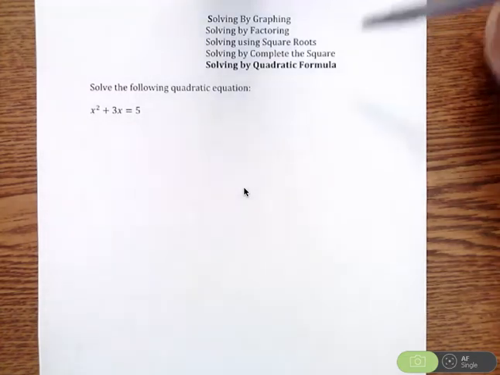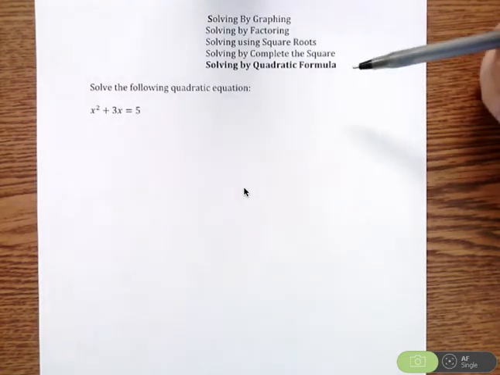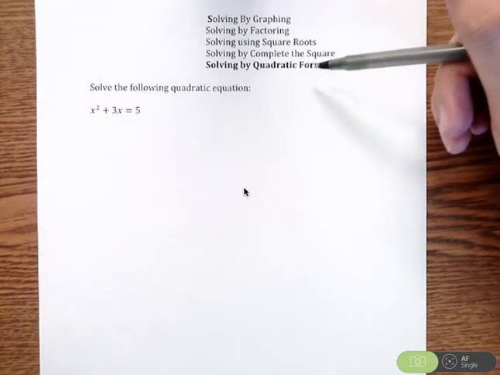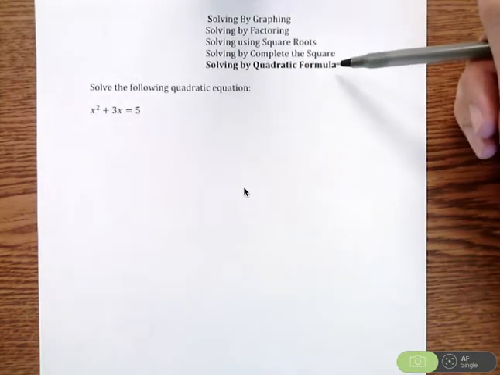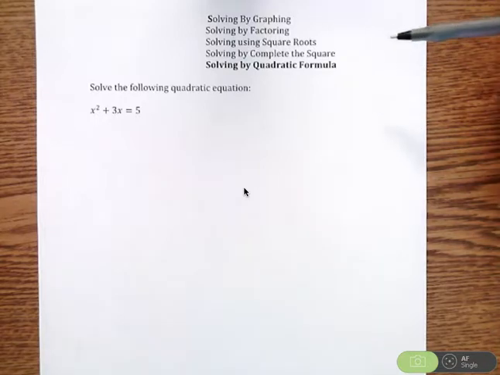Alright, in this video, I'm going to go over one of the last methods we've discussed about solving quadratics. Specifically, I'm going to go over solving by the quadratic formula. With this, obviously we're going to need the quadratic formula. That is something that you're going to have to memorize. It's very, very important. If you don't memorize one of the pieces, it kind of just defeats the entire purpose because you can't do it.